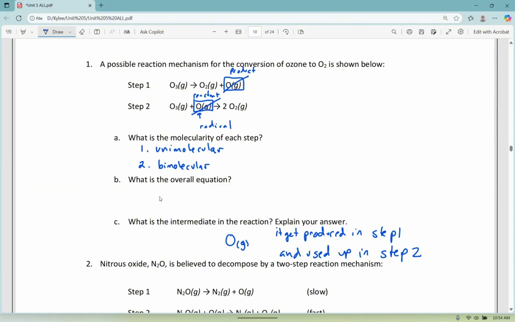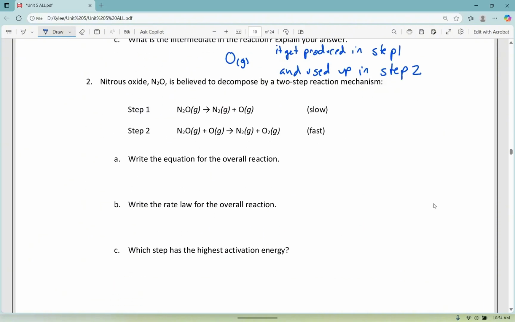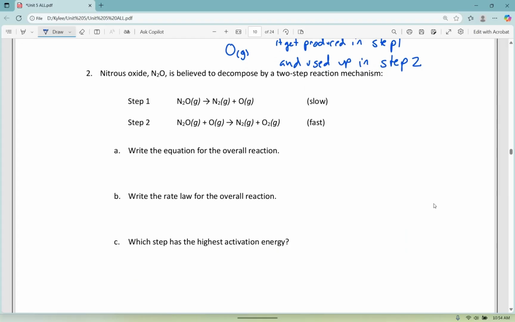So now I rewrite what's left over, and I have two ozones, one here and one here. So that's going to be two ozone particles are going to produce one oxygen plus two more oxygens. So that would be 3 O2 gas particles. There you go.